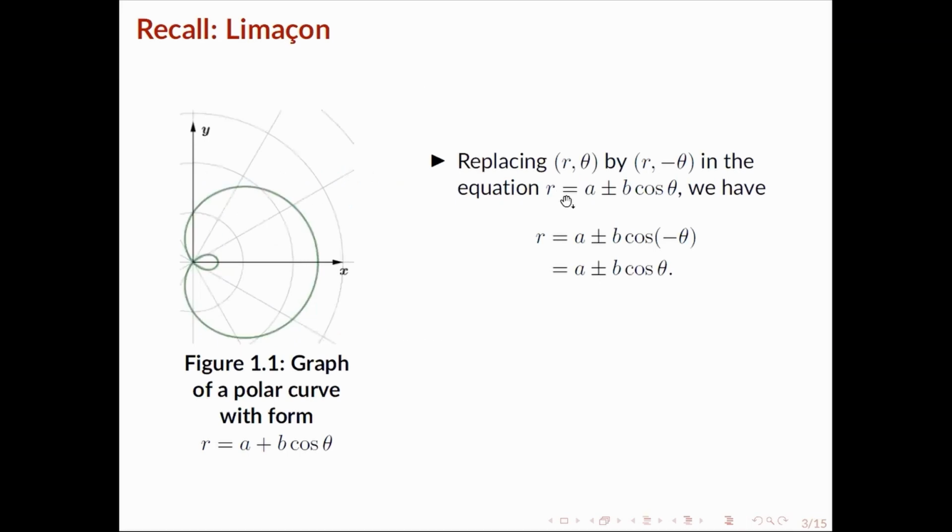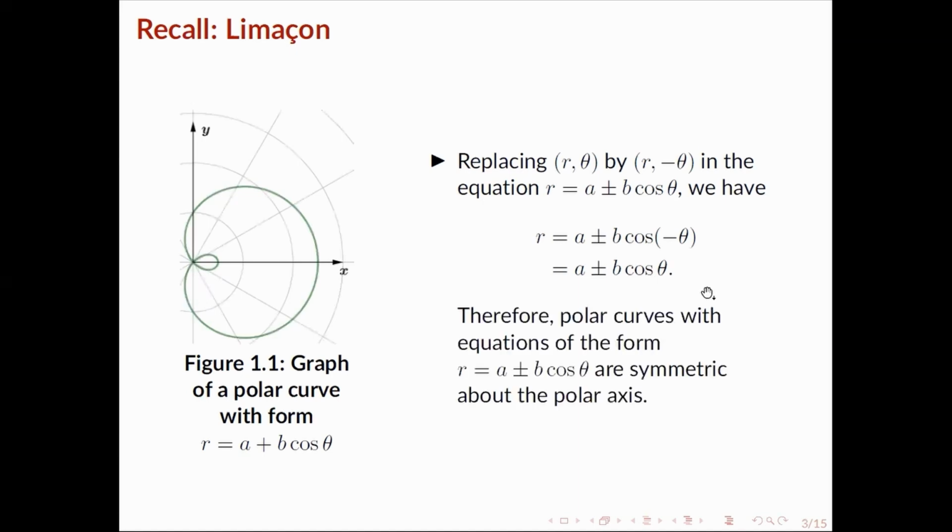In terms of its symmetry, if we replace r comma theta by r comma negative theta in the equation r equals a plus or minus b cosine theta, we get r equals a plus or minus b cosine of negative theta, which is equivalent to its original form, a plus or minus b cosine theta. This is because the cosine function is an even function. Therefore, these polar curve equations are symmetric about the polar axis, as you can see in the figure.